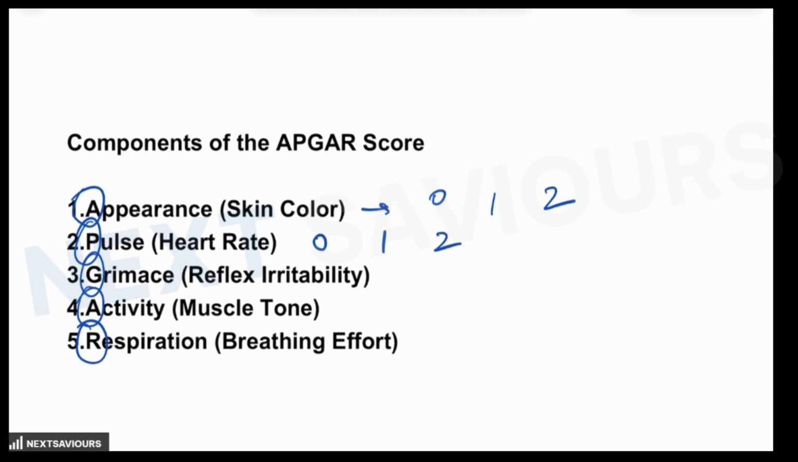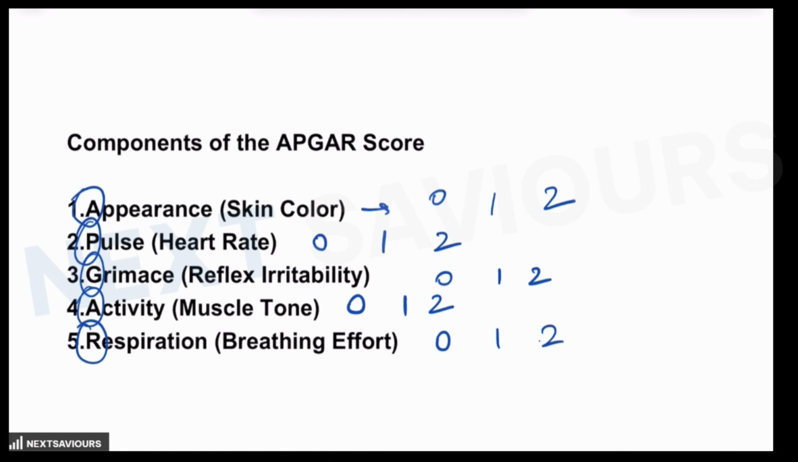In the case of reflex irritability, if there is no response to stimulation, score 0. If there is a grimace or feeble response when stimulated, score 1. While if there is a vigorous cry or pull away when stimulated, it is score 2. Similarly, for muscle tone and activity, if there is no movement, score 0. Some flexion of the arms and legs, score 1. And active movement, good muscle tone, score 2. If the breathing efforts are counted, no breathing is score 0, slow, irregular breathing is score 1, and a good, strong cry with a regular pattern of breathing is score 2.